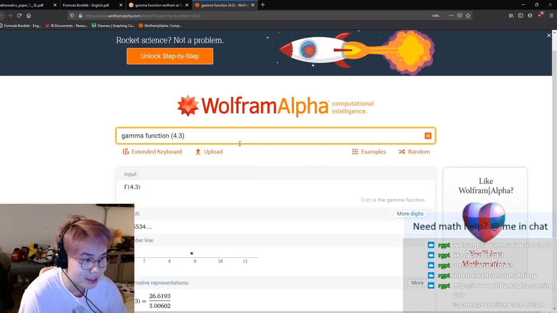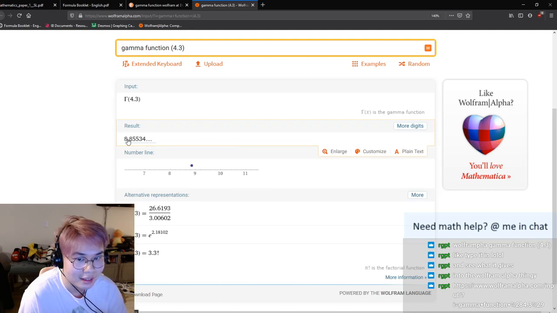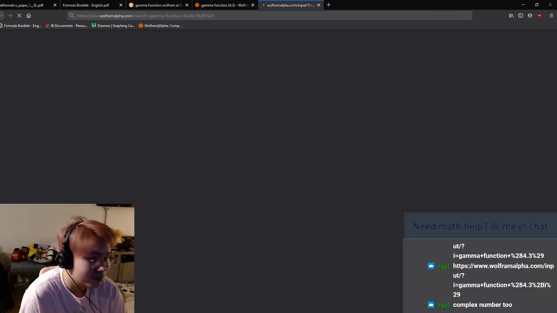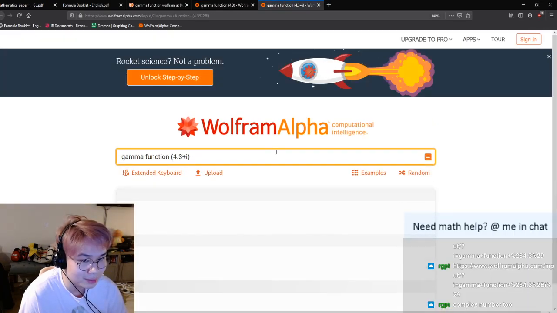Okay, gamma function of 4.3. 8.8. Wow. Amazing. Gamma function of a complex number.